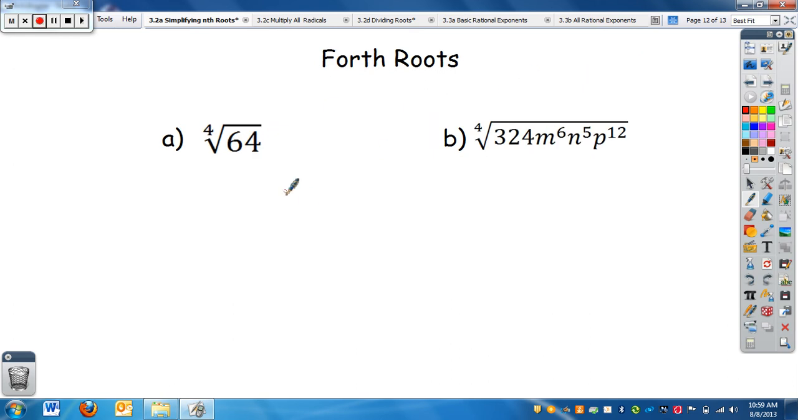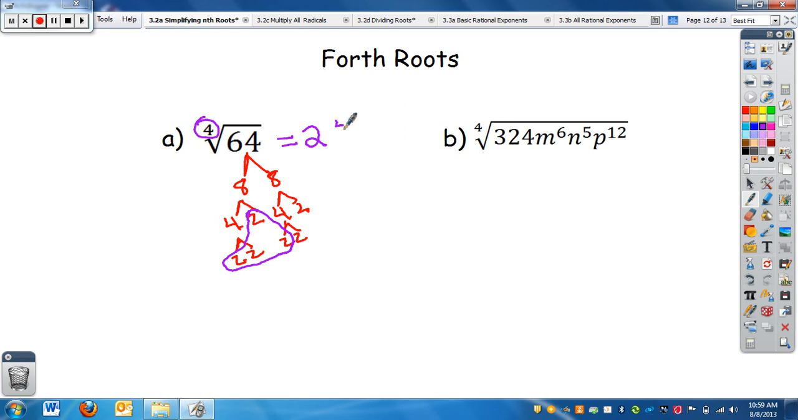Alright, and then fourth root is a very similar concept. 64 is 8 and 8, which is 4 and 2, 2 and 2, 4 and 2, 2 and 2. I need 4 2s. So 1, 2, 3, 4. So 1 2 gets to go out, but 2 of them got left behind, so that's 2 times 2, which is 4. And then on my last example, 324, I need to break that down.